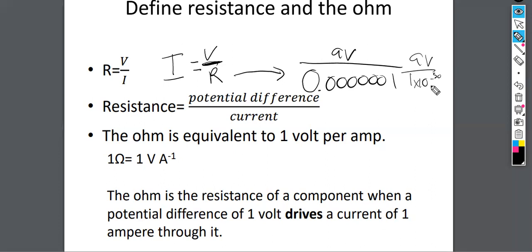9 divided by 1 by 10 to the negative 50th gives me 9 to the 50th, right? Because I'm dividing by it in the negative. So that equals 9 to the 50th. So that would be the current. So when you build a low resistance or a no resistance circuit, that's a short circuit.